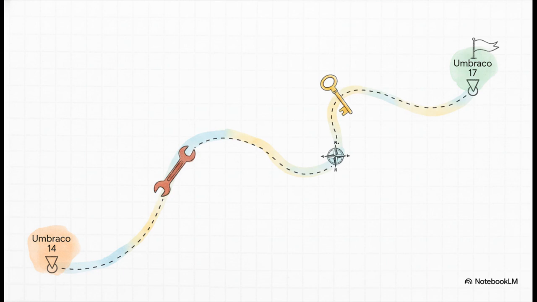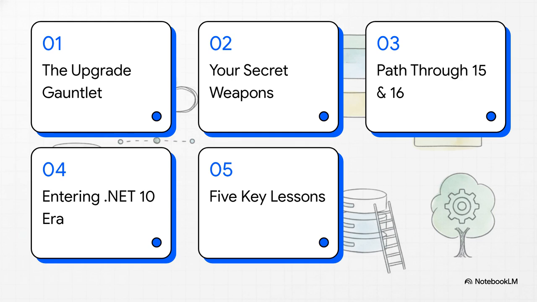In this explainer, we're going to map out the entire journey from Umbraco 14 all the way up to 17. We're going to give you the tools and the insights to make this whole process not just possible, but actually predictable. So here's our roadmap for today. First, we'll talk about the upgrade gauntlet, what we're up against. Then, I'll show you your secret weapons to make it way easier. We'll cruise through versions 15 and 16, tackle that big .NET 10 leap in version 17, and then wrap up with 5 absolutely crucial lessons we learned from the trenches.